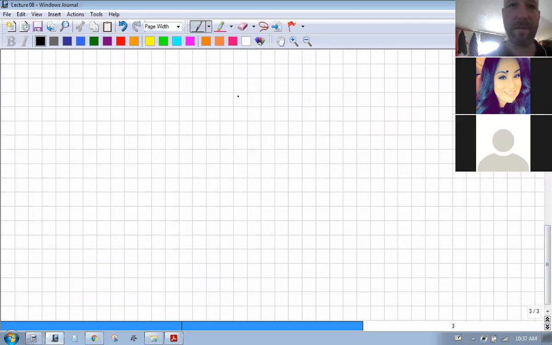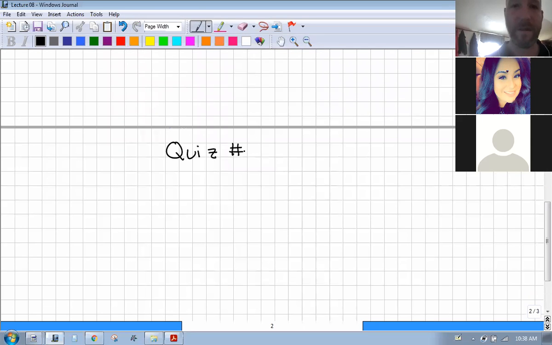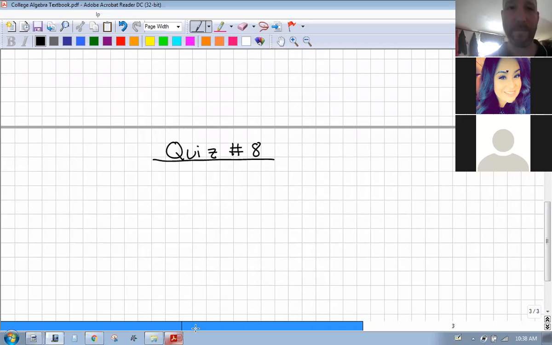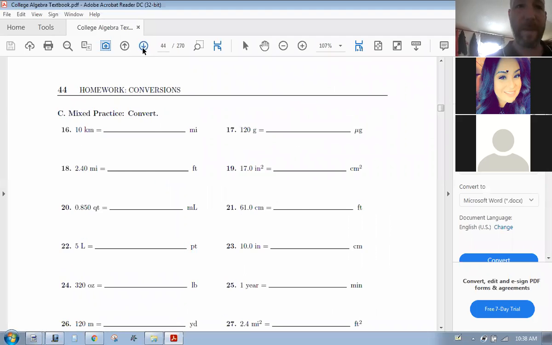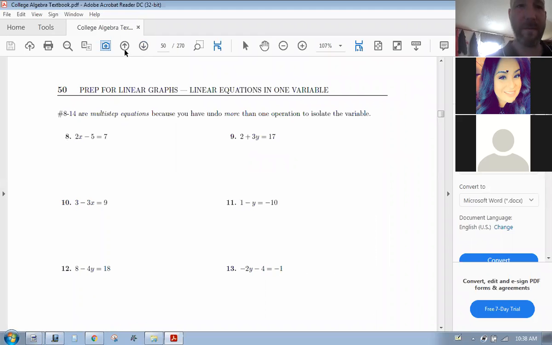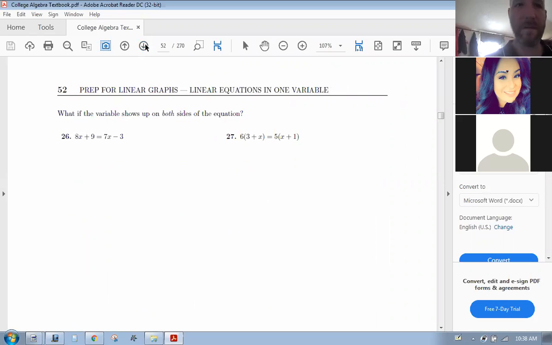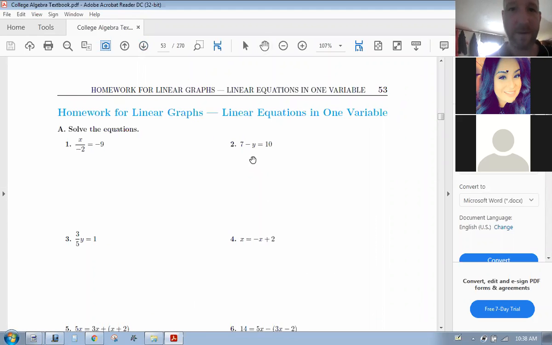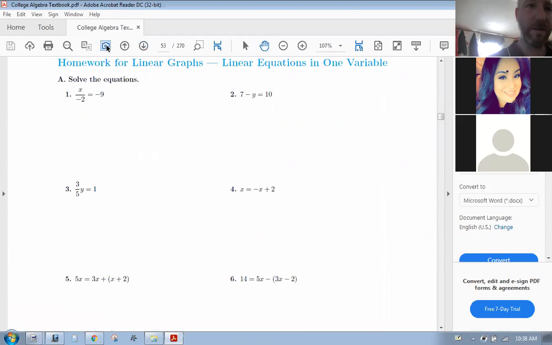Let's do a quiz. What's this? Quiz 8? This is 7. Yeah. Quiz number 8. Okay, I'm going to pick these out, since we did this. From the homework on 53, I'll pick out some homework problems. So we'll solve the equations.